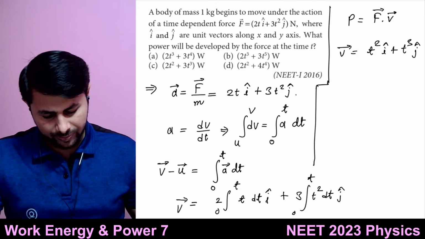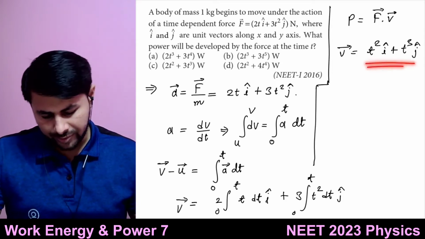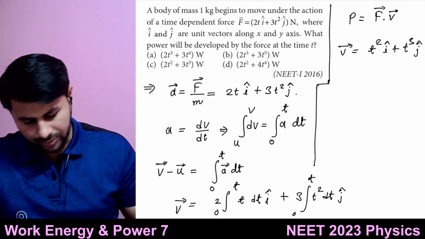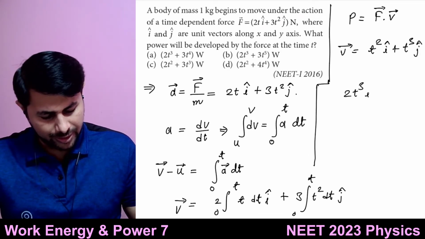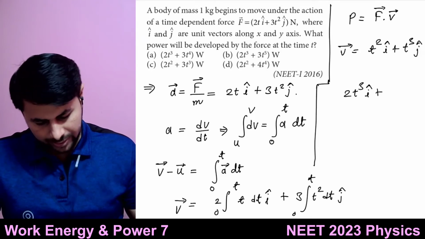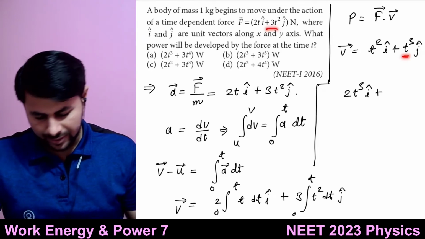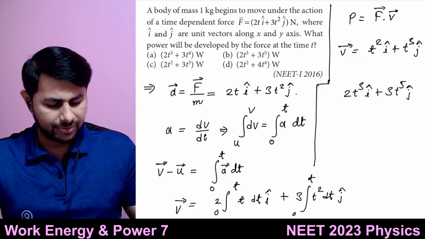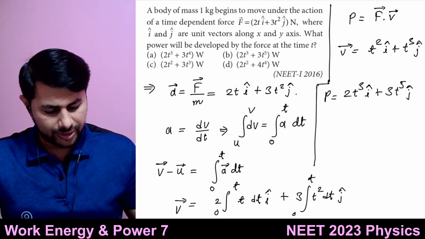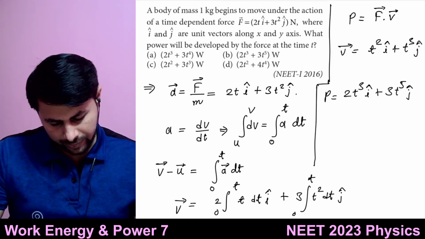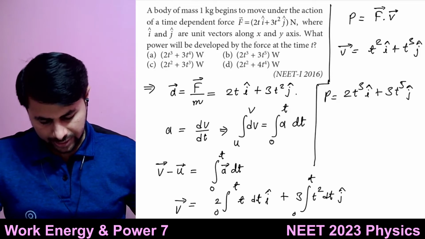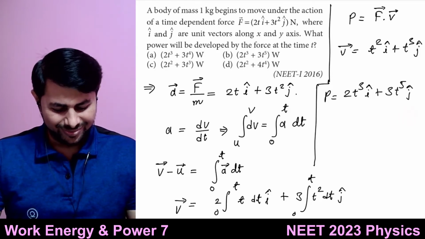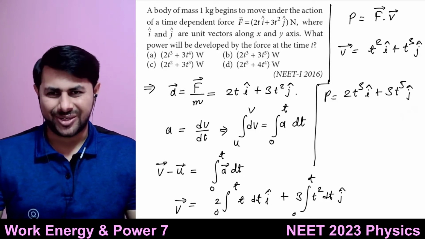And then you multiply force with velocity. What do you get? 2 times t multiplied by t square, which is 2 times t cube into i cap, plus 3 times t square multiplied by t cube, so it is 3 times t raised to 5 times j cap. This is the power, in watts. One thing I forgot to tell you: the unit of power is watts.